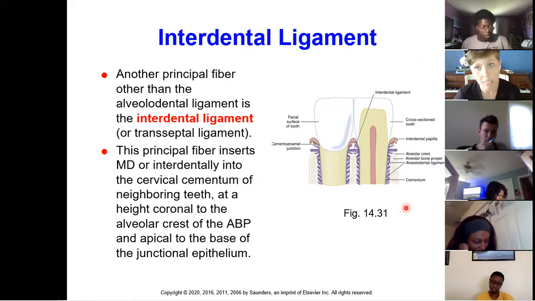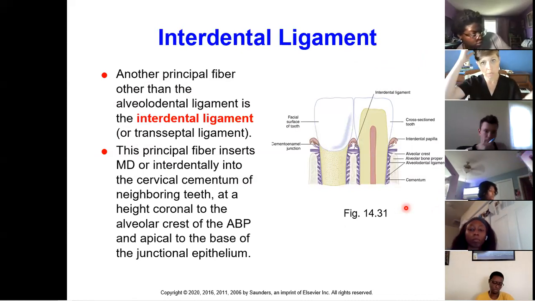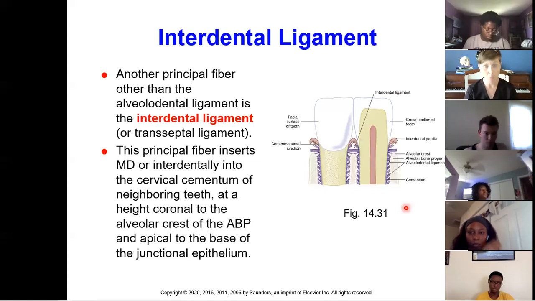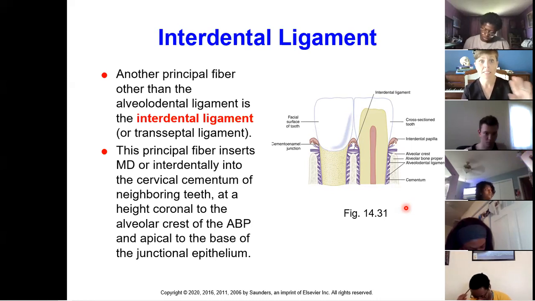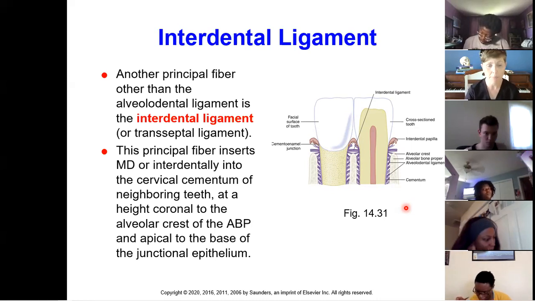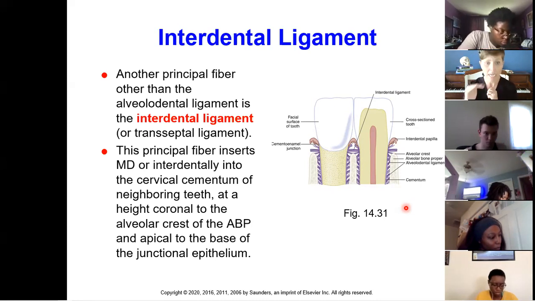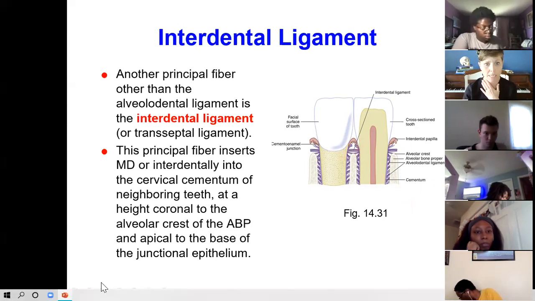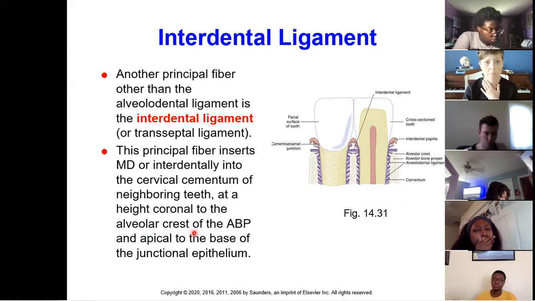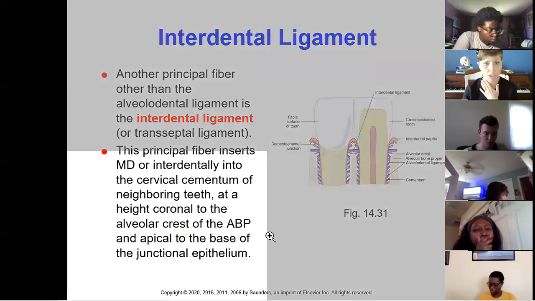Your interdental ligaments. So these are in between teeth, right? So another principal fiber, other than the alveolodental ligament, is the interdental ligament, or the transseptal ligament. This principal fiber group inserts mesial and distal, or interdentally, into the cervical cementum of the neighboring teeth at a height coronal to the alveolar crest. So you can see, but it's apical to the base of the junctional epithelium.